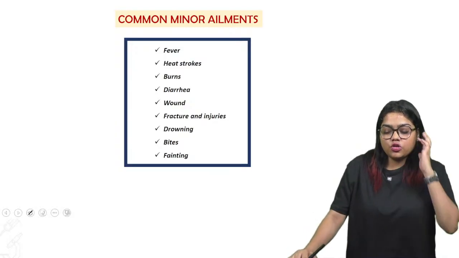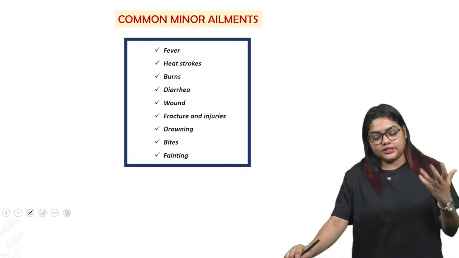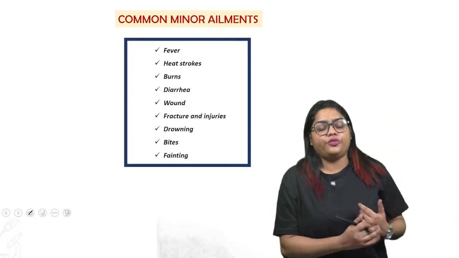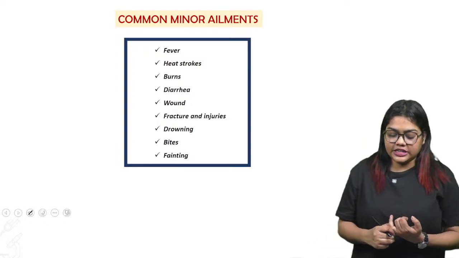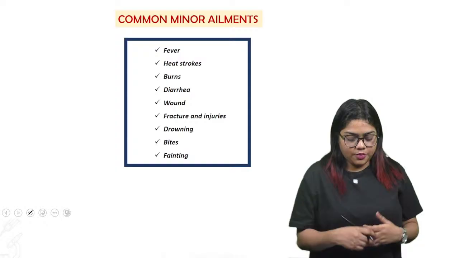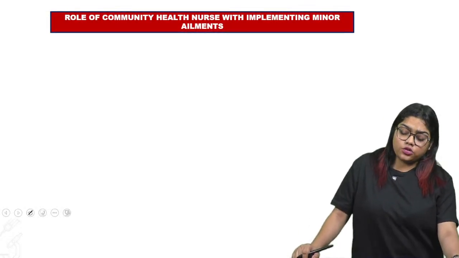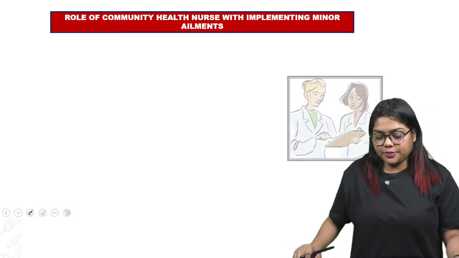Now let's come to common minor ailments. So what are the common minor ailments that can happen inside the community? The most common ones are fever, heart attack, burn, diarrhea, wound, fracture, injuries, drowning in the water, bites, and fainting. So what is the role of a community nurse in implementing minor ailments?